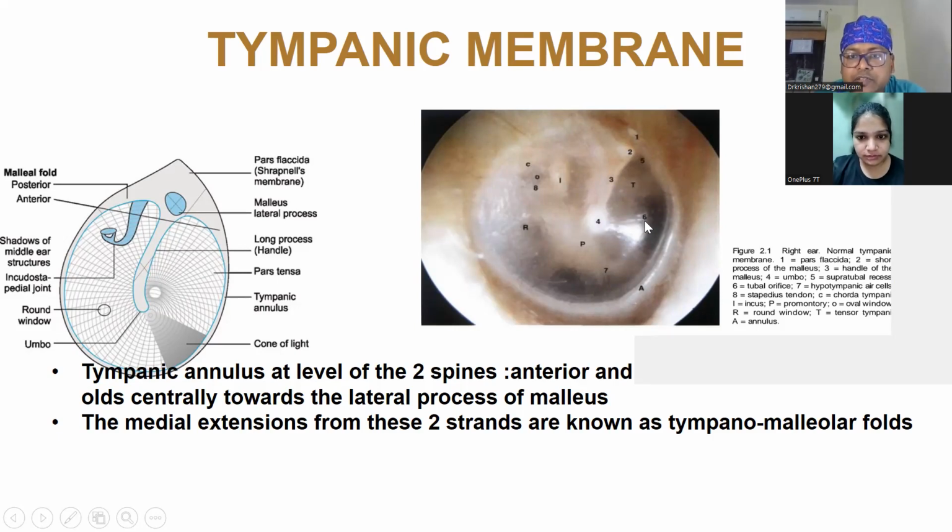Seven is tubal orifice. Eight is hypotympanic air cell. Nine is stapedial tendon. Just see this. Chorda tympani is labeled by C. Then I is incus.